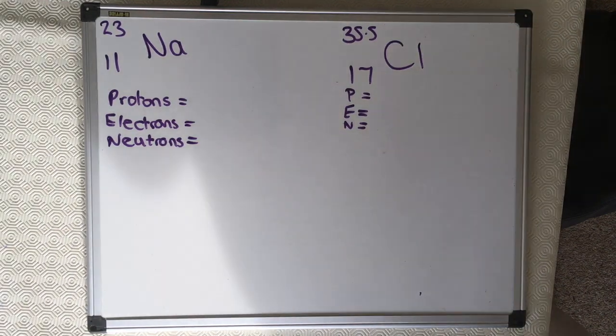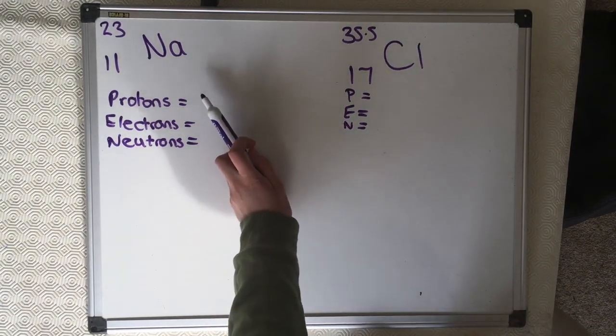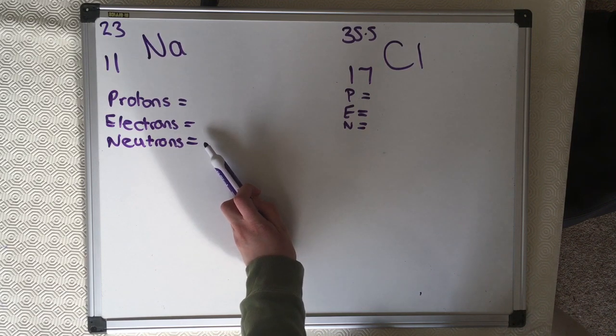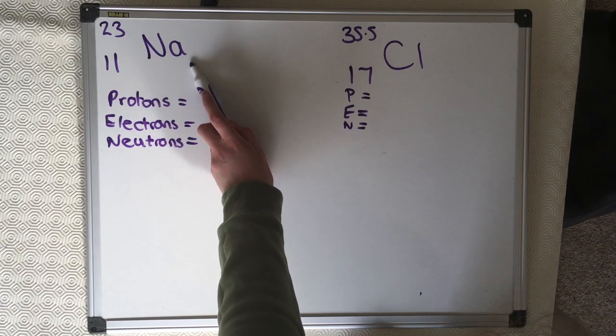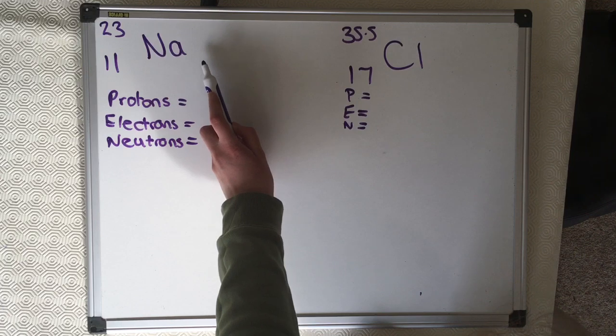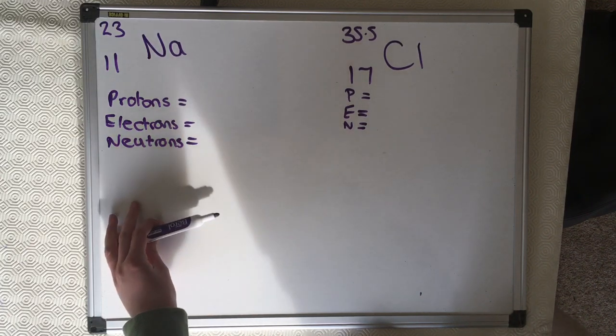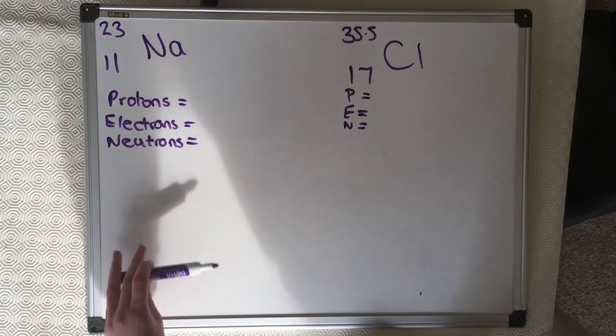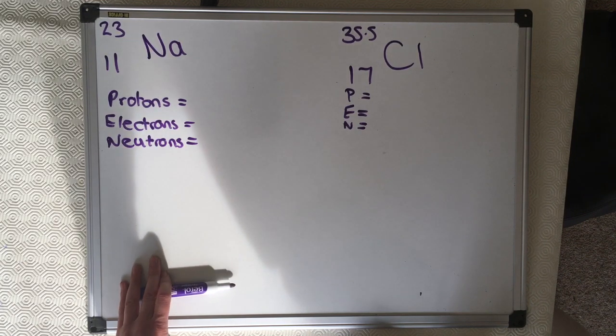So in this video we're going to look at calculating the protons, electrons and neutrons of elements from the periodic table using the numbers that are on that periodic table. We're then going to be able to draw the atoms, and by the end we should then also be able to make those atoms into ions.